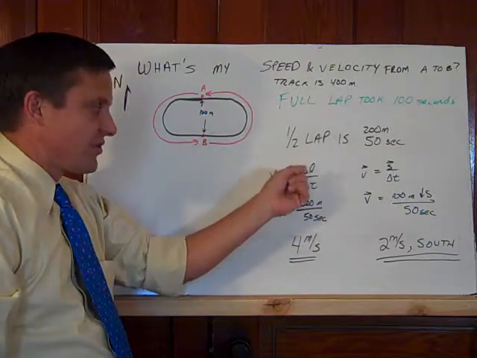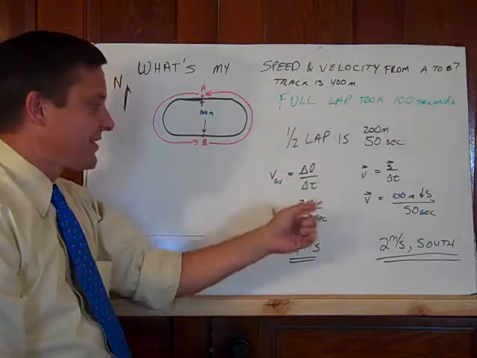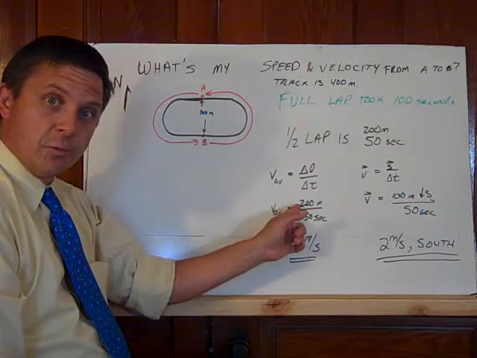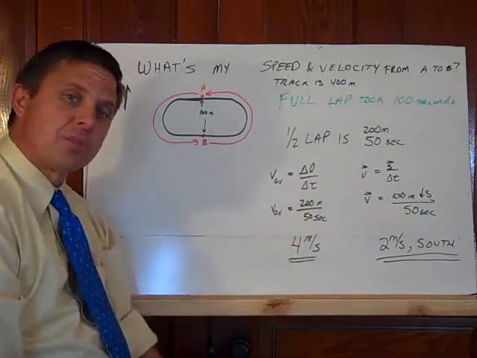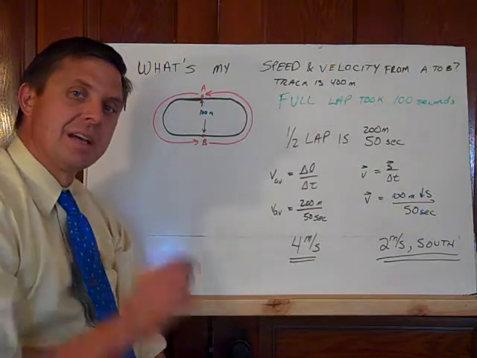Speed is change in distance over change in time. Half the distance is 200 meters of the loop. Half the time was 50 seconds. Divide those and I have 4 meters per second is my speed.